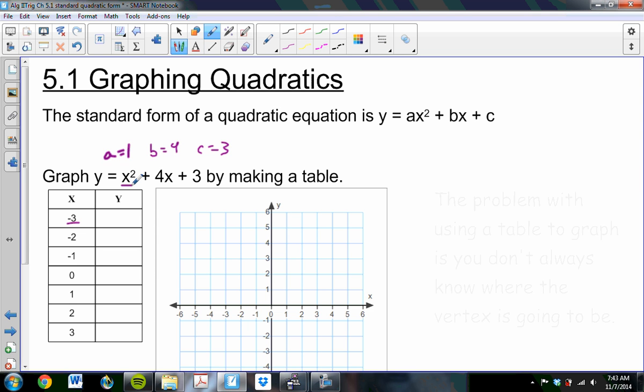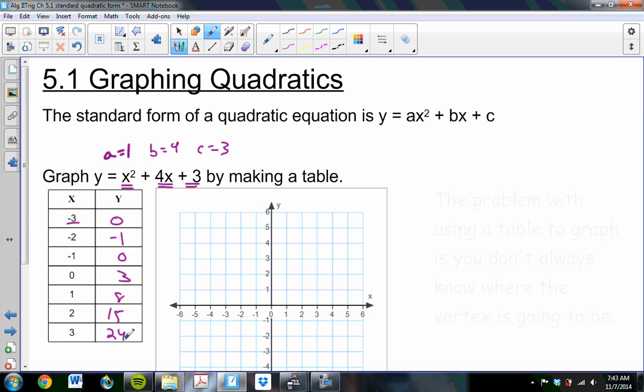So if I do that, I plug in -3 here. -3 squared is 9, minus 12 is -3, plus 3 is 0. This is the point (-3, 0). Plug in -2: -2 squared is 4, minus 8 is -4, plus 3 is -1. Plugging in -1: -1 squared is 1, plus 4, minus 4 is -3, plus 3 is 0. Plug in a 0: 0 squared is 0, plus 0, plus 3 is 3. Plug in a 1: 1 squared is 1, plus 4 is 5, plus 3 is 8. Plug in 3: 9 plus 12 is 21, plus 3 is 24.